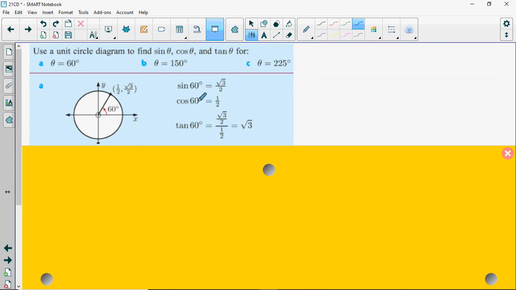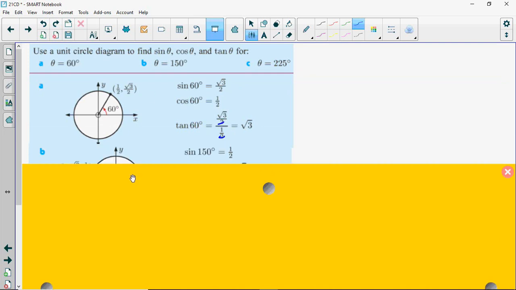Sine is root 3 over 2, cosine is 1/2. To work out the tangent of 60 degrees, we do root 3 over 2 divided by 1/2. The 2's cancel out, and that gets us root 3 over 1. Great. Second example, 150 degrees.